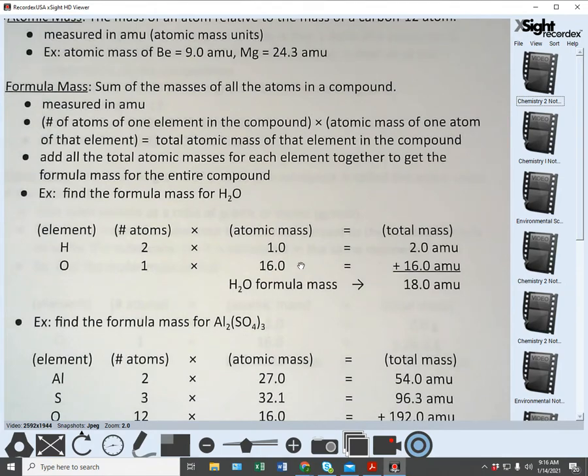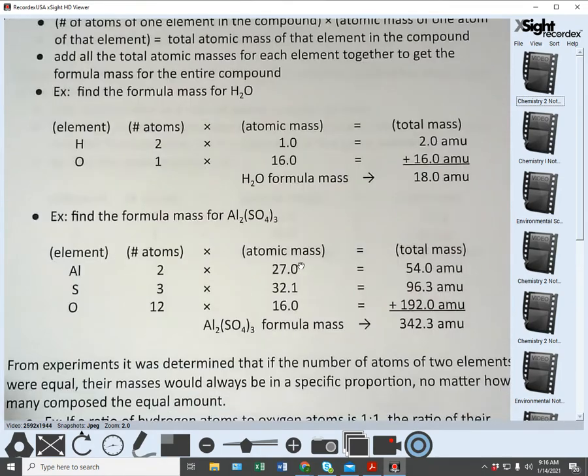Okay. Here's another example. This one is a little more complicated. It's aluminum sulfate, Al2(SO4)3. The way we do it is the same way though. You break it down into each individual element, so aluminum, sulfur, and oxygen. Then you count the number of atoms. So in aluminum, there's 2.